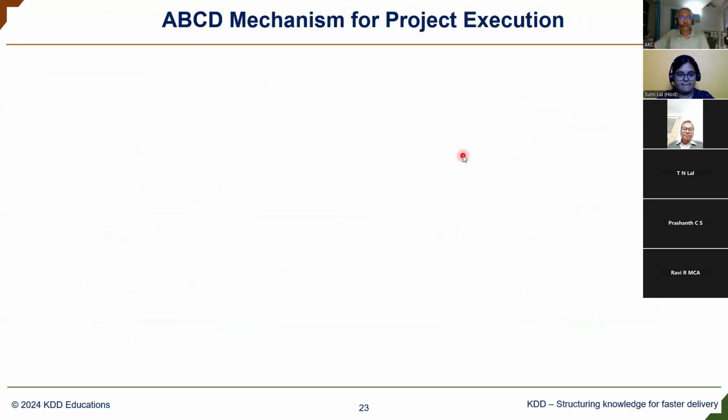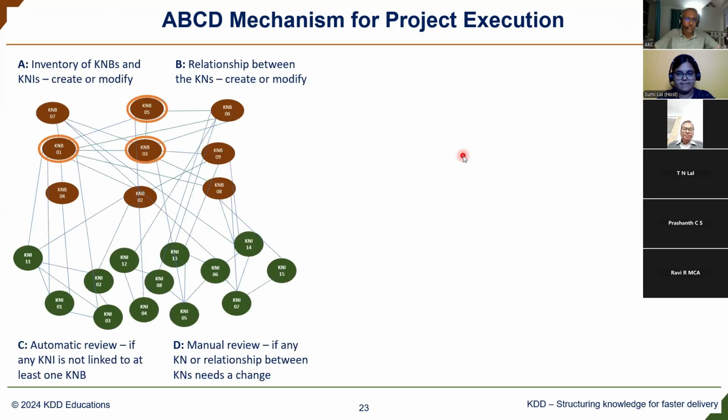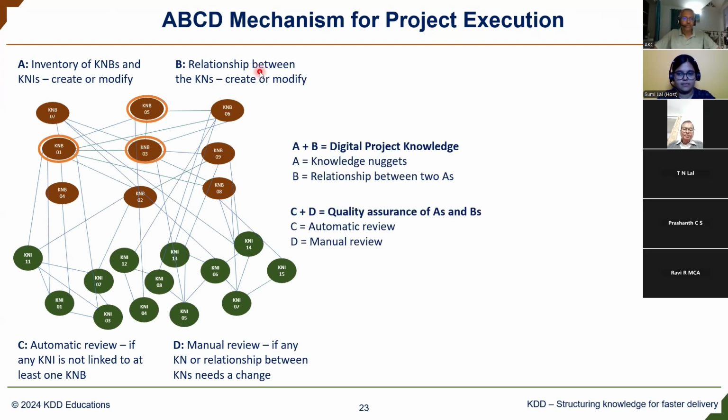Now, once you have completed that, then you put it back into the enterprise knowledge. So in simple terms, we call it the ABCD mechanism, where A is identifying all the business knowledge nuggets, B is their relationship, and C and D is their quality assurance, where it is consistent or inconsistent or something is not making sense. That can be pulled out.